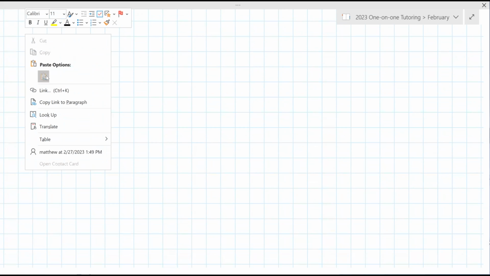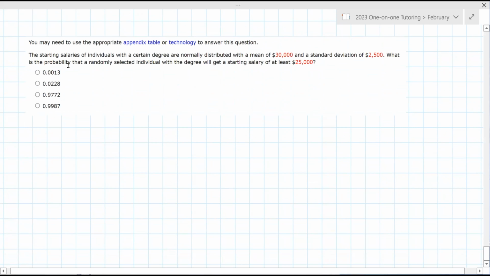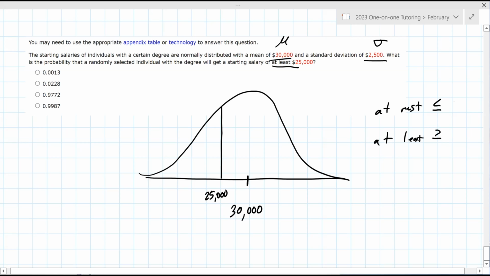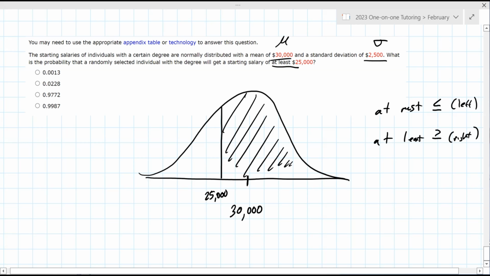Okay, starting salaries with a certain degree are normally distributed with a mean of $30,000. So that mean goes right in the middle. Standard deviation of 2,500. So that's your mu, that's your sigma. What is the probability that a randomly selected individual with the degree can get a starting salary of at least 25,000? So here's 25,000. Does at least mean to the right or to the left? To the left. So that would be at most. At most is less than or equal to. At least is greater than or equal to. So this is left. This one is right. So we want everything to the right of it.